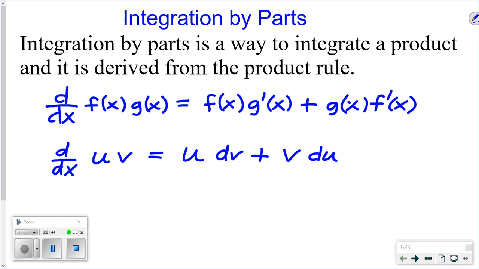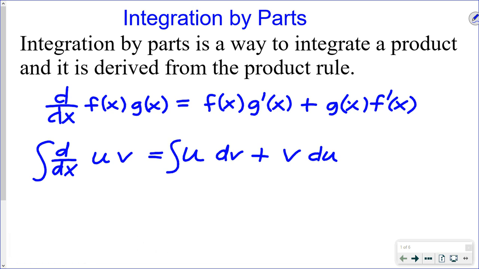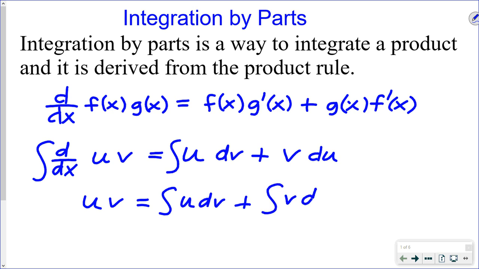Okay, now let's say we've got our derivative, but we want to integrate this product rule. So I'm just going to integrate both sides of this equation. Well, on the left side, if I'm finding the integral of the derivative, those are just going to undo each other. So the left side is just going to equal u times v. On the right side, I'm going to use my properties of integrals, and I'm going to break up this sum and make it the integral of u times dv plus the integral of v times du.